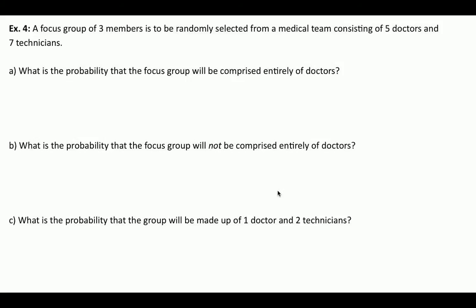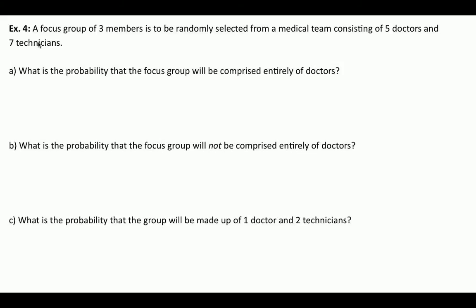All right. So one of the final questions here: a focus group of 3 members is to be randomly selected from a medical team consisting of 5 doctors and 7 technicians. If we think of what we're looking at here, we've got a group of 5 doctors and a group of 7 technicians. Essentially that's 2 piles of people, the doctor pile and the technician pile. All together they make 12 people, and we want to somehow select 3 members.